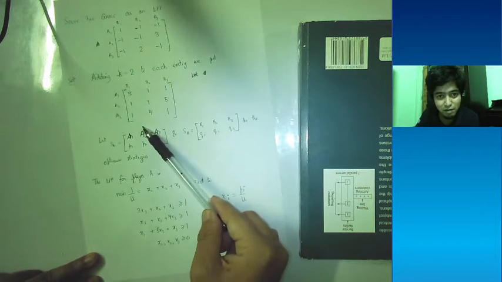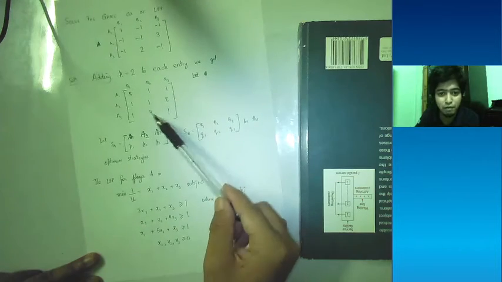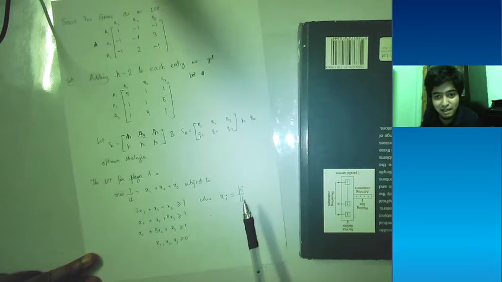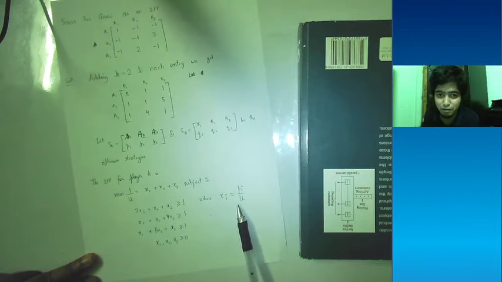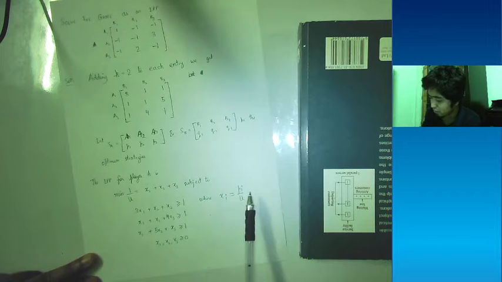Now, how did I get these constraints? These constraints are just from the columns of this matrix. You can see over here 3, 1, 1. Similarly over here 1, 1, 4 and 1, 5, 1. So the constraints are from the columns for player A, where xi equal pi by u. Okay, so these variables are equal to pi upon u. Okay, so that is the LPP for player A.